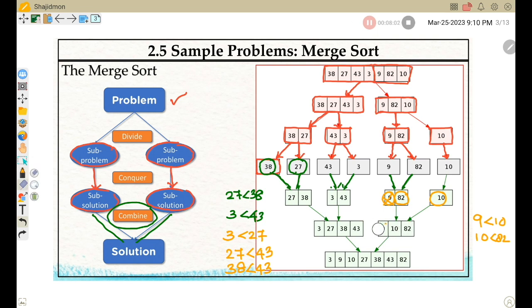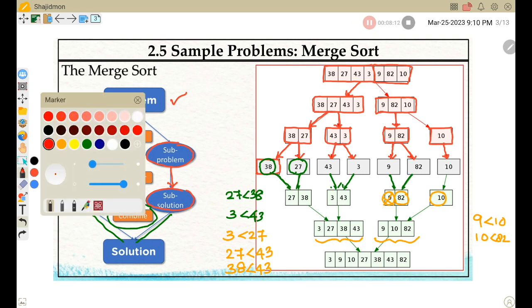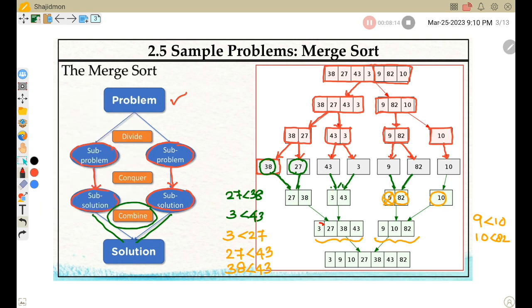So what happened here? We are getting two sorted arrays. This is one sorted array, this is the next sorted array, correct? Now again combine these two sorted arrays. Compare and combine again. First, what we do, this 3 we compare with this 9. We can see 3 is less than 9, so 3 is the smaller one. We will write 3 here first.